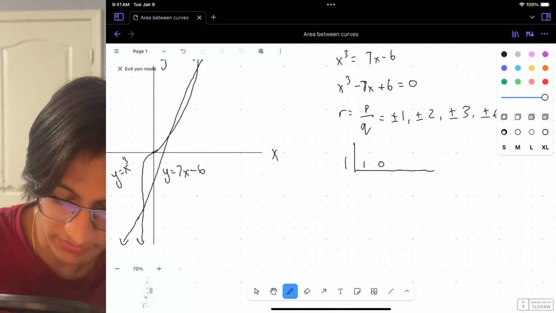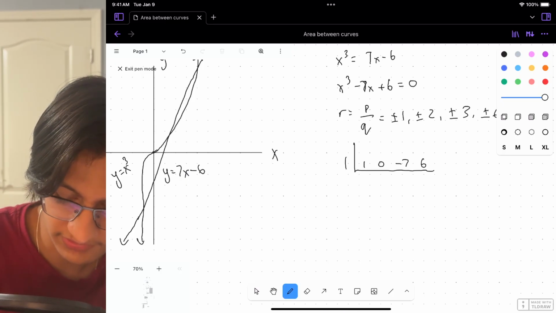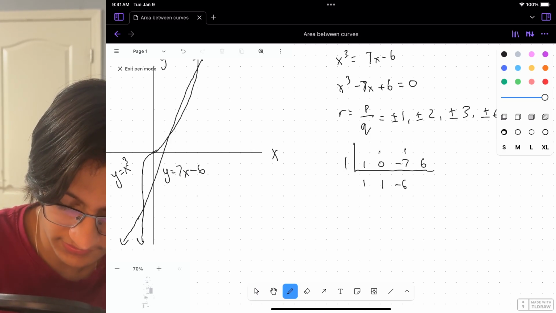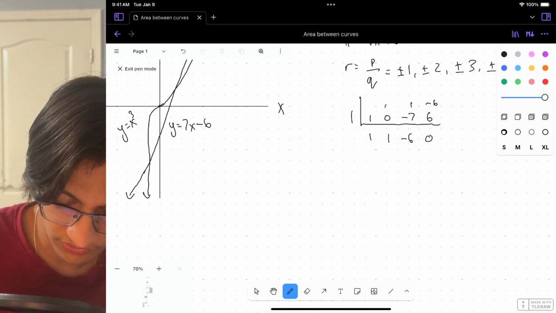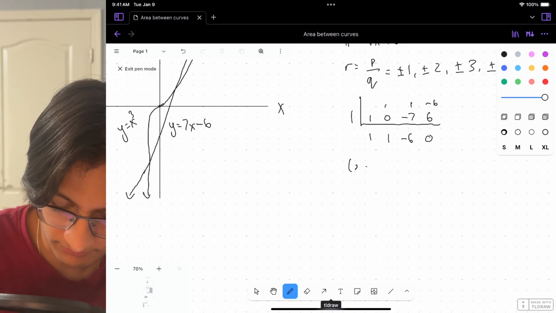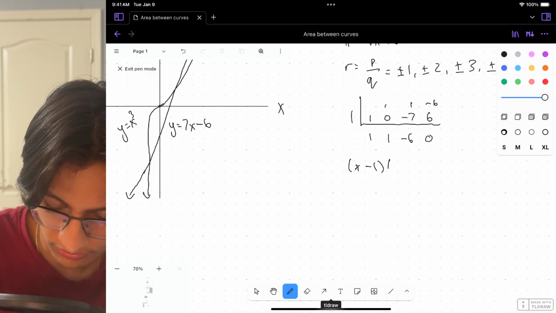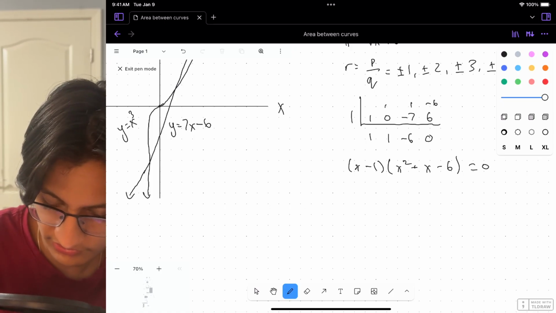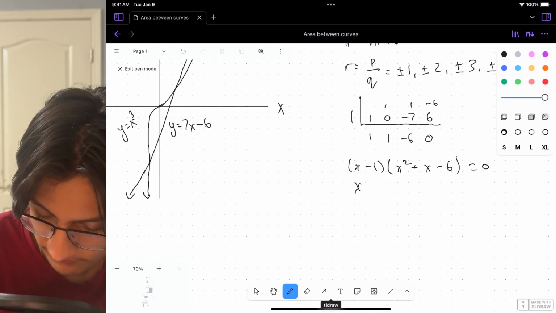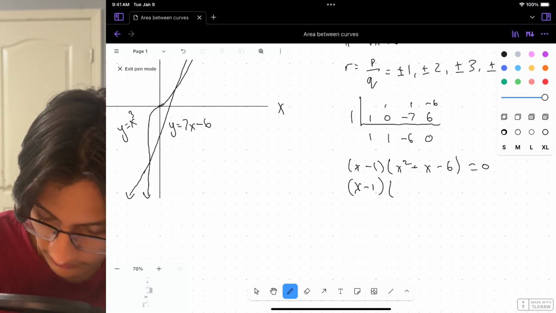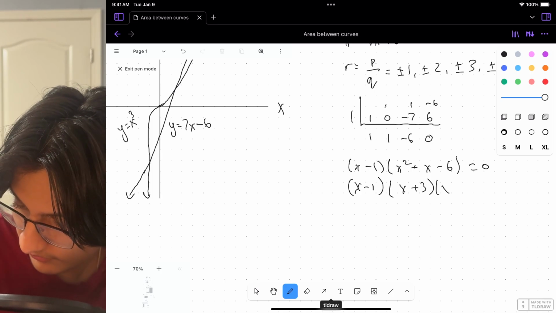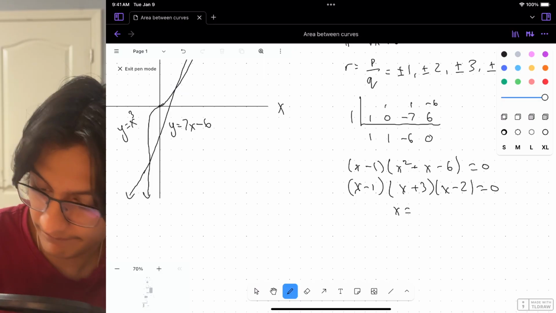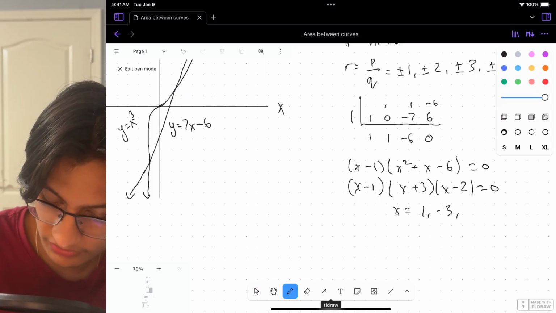1, 0, because there's no x squared, minus 7 and 6. Bring this down: 1, 1, 1, minus 6, minus 6, and 0. So our new equation will be x minus 1 times x squared plus x minus 6 equals 0. Now we just factor this. So x minus 1, x plus 3, x minus 2 equals 0. That means that x will be 1, minus 3, or 2.